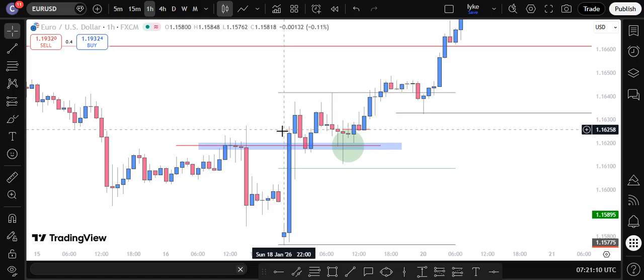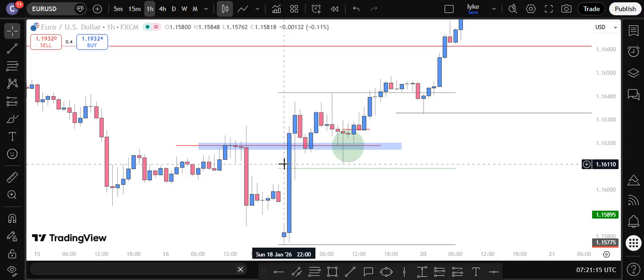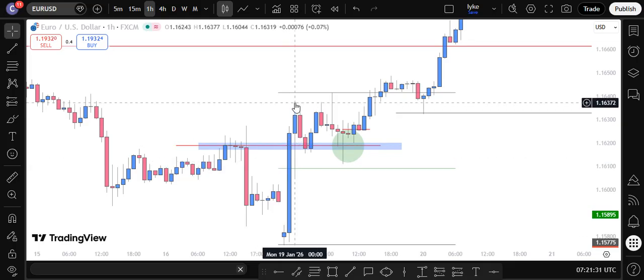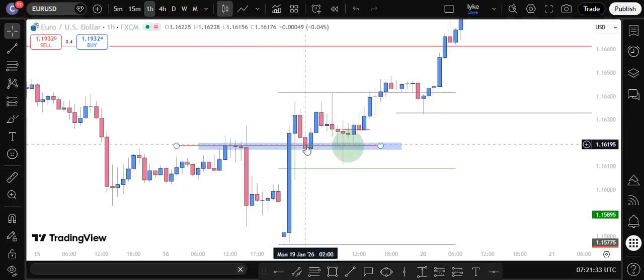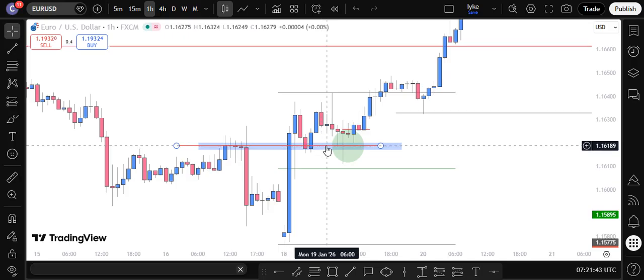Sunday opens at 10 p.m. UTC, at 22. So now price broke above the previous lower high. The first retracement is during the Asian session, but this is not my business because I don't trade during the Asian session. So I wait.